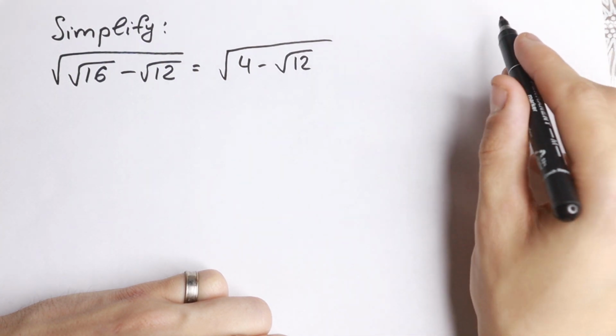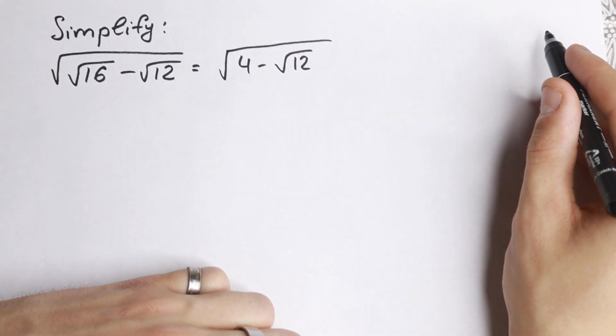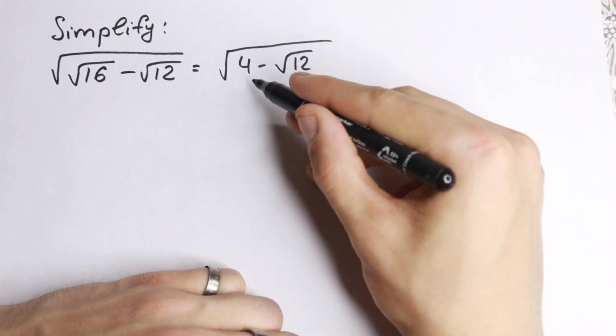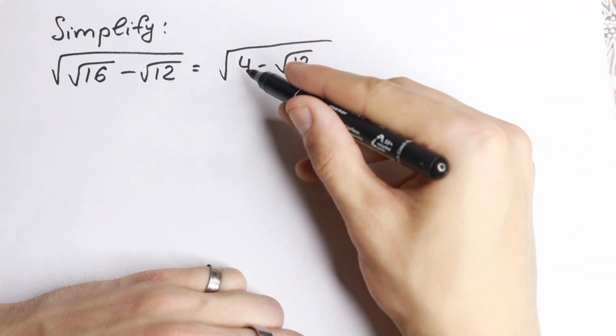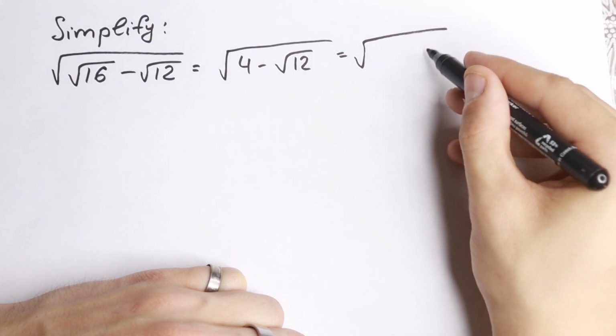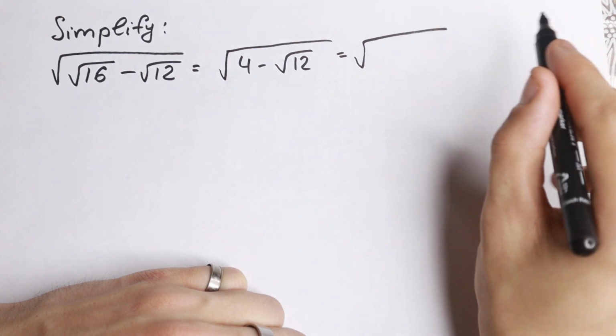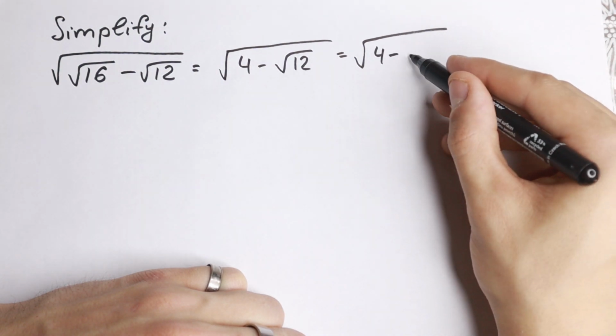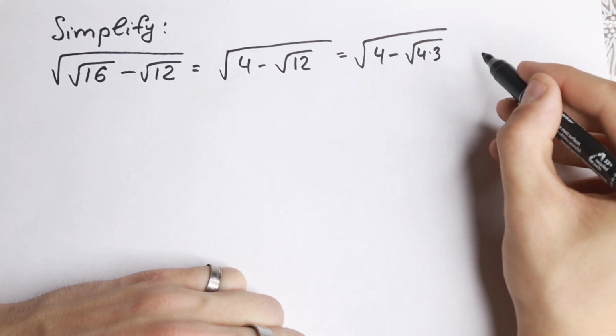So step by step, I wanted to simplify it. I want you to understand this. Okay, we have this 4. We leave this 4 right here because we cannot simplify this more. We have square root of 12. We can write this 12 as 2 times 6 or 4 times 3. Let's write it as 4 times 3. So 4 minus square root of 4 times 3.